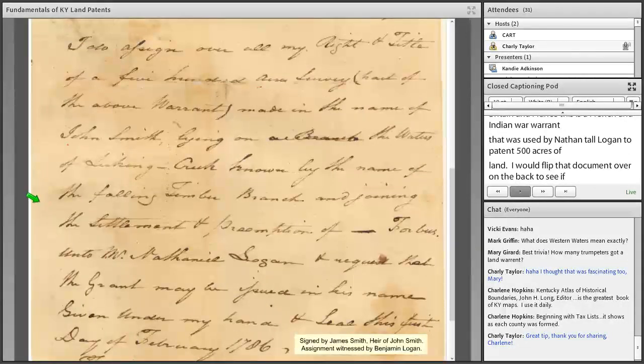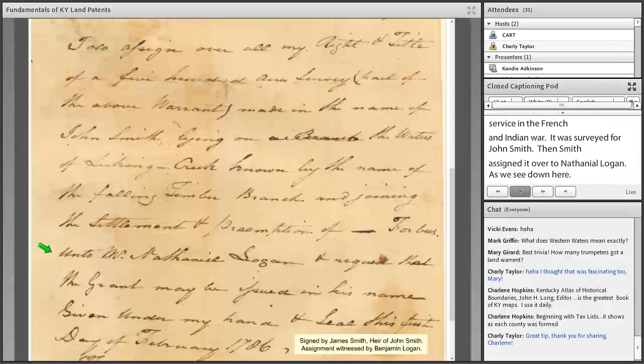Instead, I see a separate assignment. I do assign over on my right and title of 500 acres of a survey, part of the above warrant, made in the name of John Smith, lying on a branch. So the warrant was issued to Smith for service in the French and Indian War. It was surveyed for John Smith. Then Smith assigned it over to Nathaniel Logan, as we see down here. And I do not know what's going to happen to these documents if they take cursive writing out of school. Okay. So I do assign all my right and title to a tract of 500 acres on Falling Timber Branch adjoining the settlement and preemption of Forbes. And he assigned this tract over to Logan.